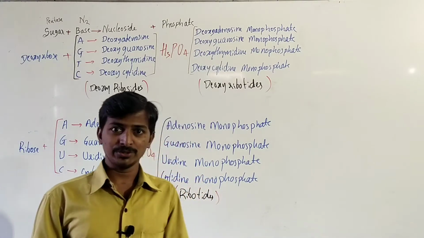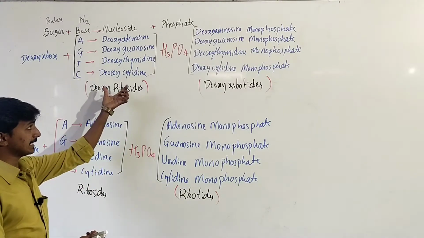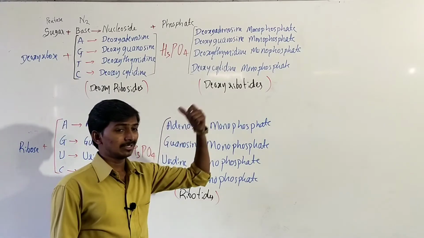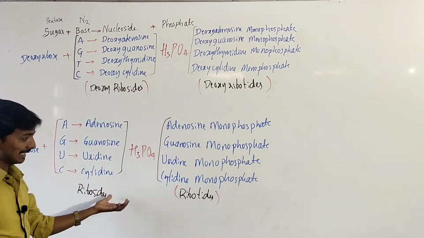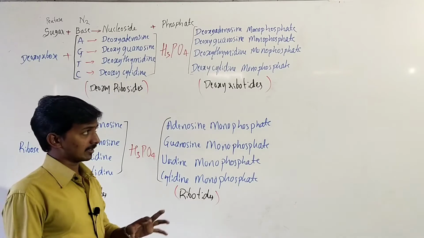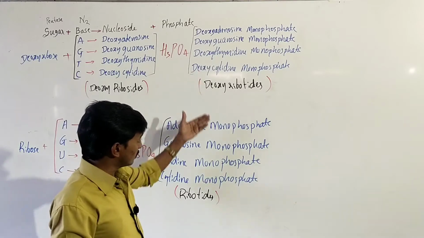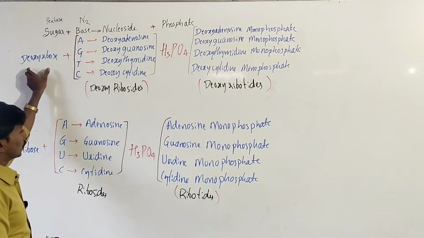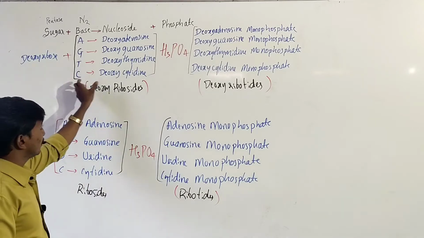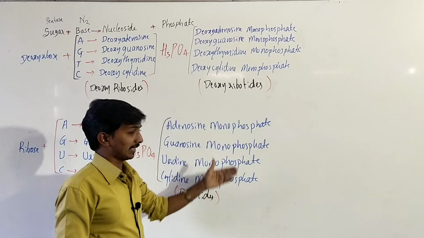In the previous video, we discussed the formation of nucleosides and the formation of nucleotides, in DNA as well as in RNA. Let us recall the things and move on to the structure of these nucleotides, meaning how the pentose sugar, nitrogen base, and phosphate all three combine together to form a nucleotide.